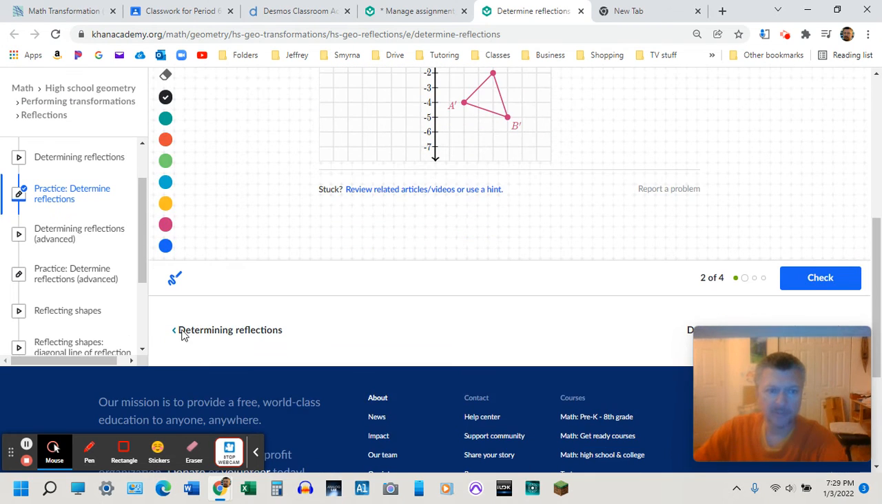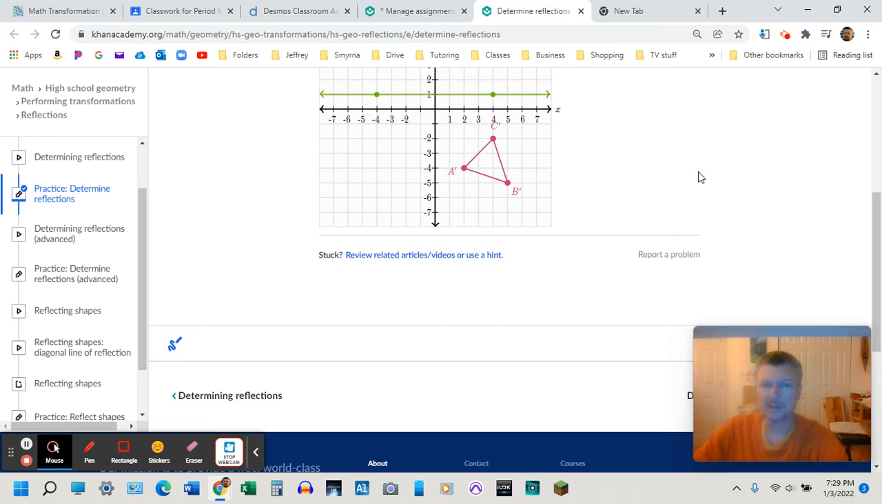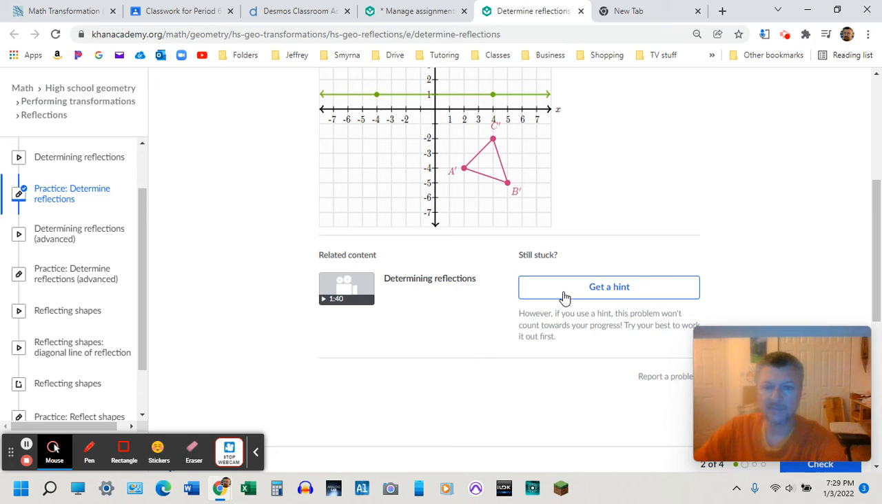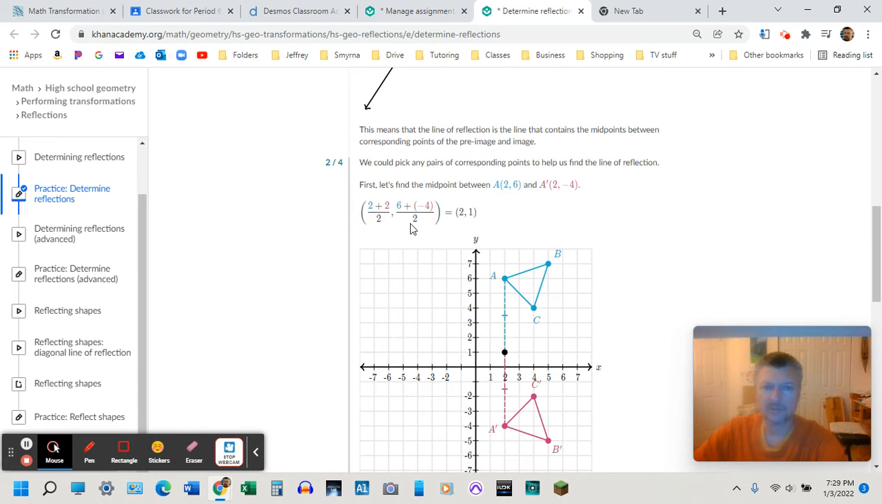Maybe that's not going to work with this. Okay, but it's 3 spaces up and then 3 down. So that's the line. Now, if you don't know, you get a hint. Hopefully it shows you. Oh, yeah. It shows you that, like, this is what I just explained. The points have to be the same distance from the line, or in R prime, you see are reflected over that line. What else do we have?